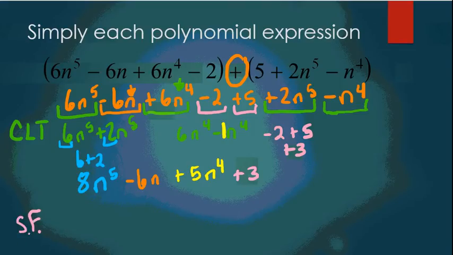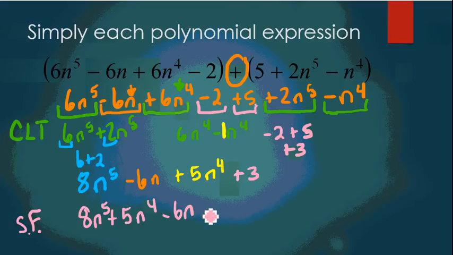Okay, in standard form, it's the highest exponent first. So that is 8n to the 5th. Then we have our next exponent after 5, which is 4, so plus 5n to the 4th. And then we do not have an n to the 3rd or n to the 2nd, but we do have a negative 6n. And then we have this last term, which doesn't have an n, so plus 3. And there's our answer in standard form.